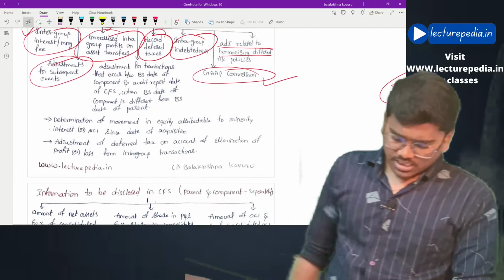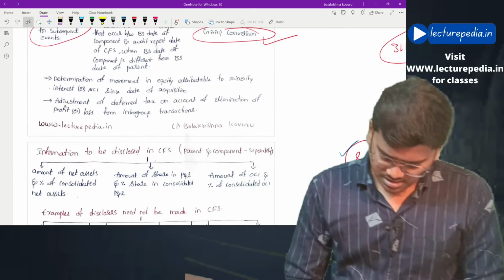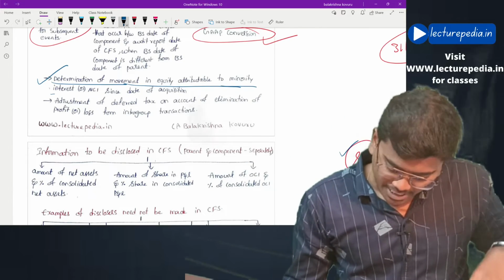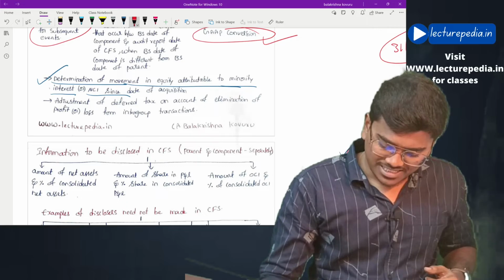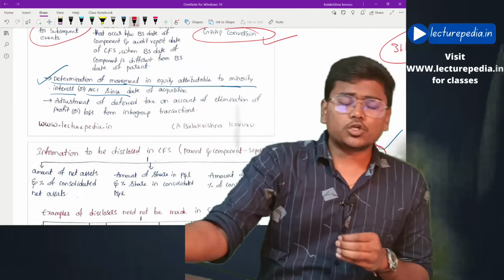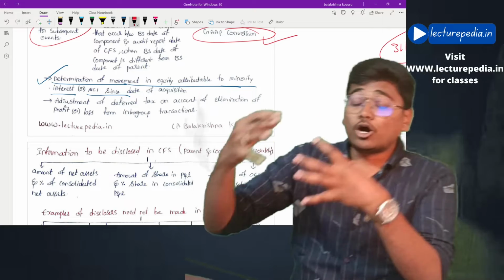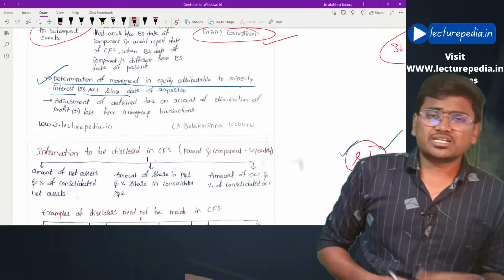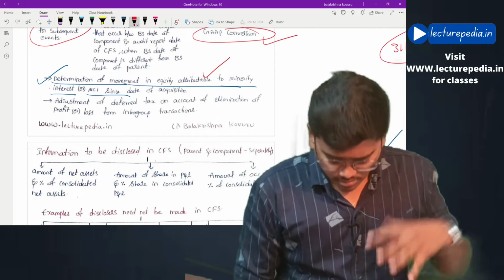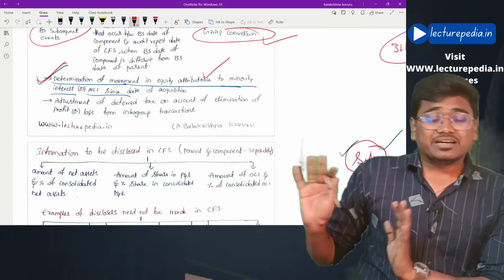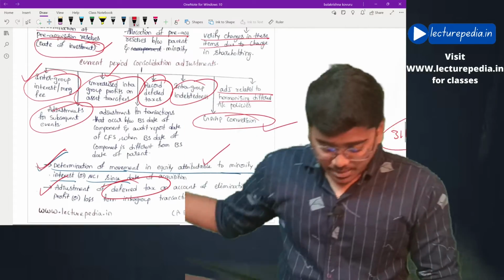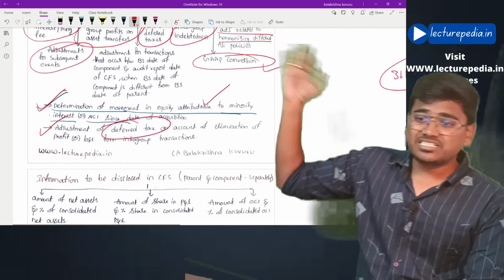So these are the current period consolidation adjustments. Here you can see you should also determine movement in the equity attributable to minority interest or non-controlling interest. When does it arise? Generally, if during the year you sell the shares of the subsidiary, or you purchase additional shares of the subsidiary, then this change will occur. In that situation this point will be relevant. And next is adjustment related to deferred taxes. All these come under current period consolidation adjustments.